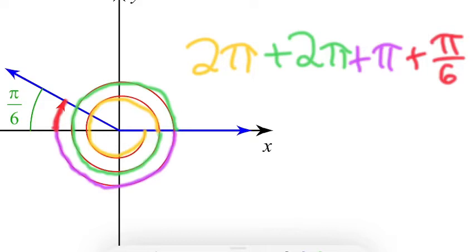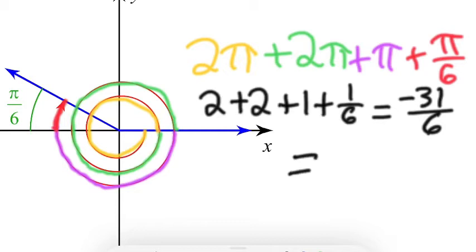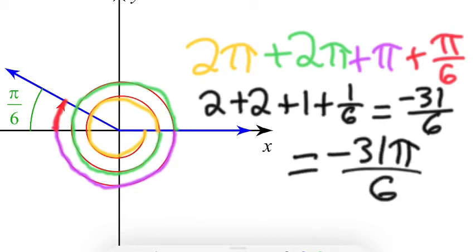Now, if you cannot visualize this, you can put it in the calculator. If you wanted to put it in the calculator, you would do 2 plus 2 plus 1 plus 1 over 6. Do the math fraction keys, so it would simplify for you. You would get negative 31 over 6. But you want that pi in there. So your answer is negative 31 pi over 6.